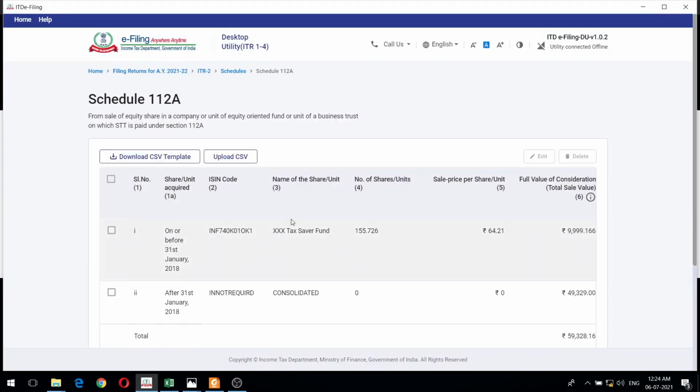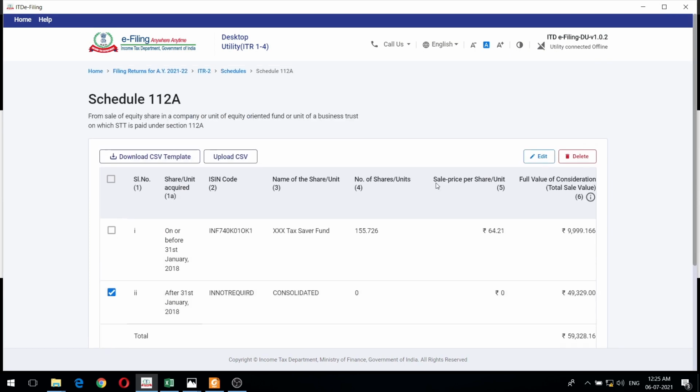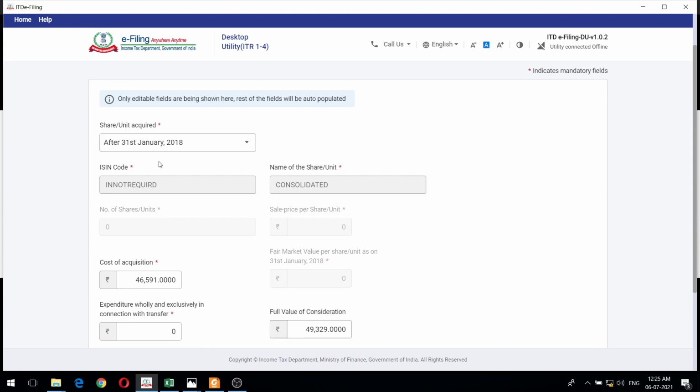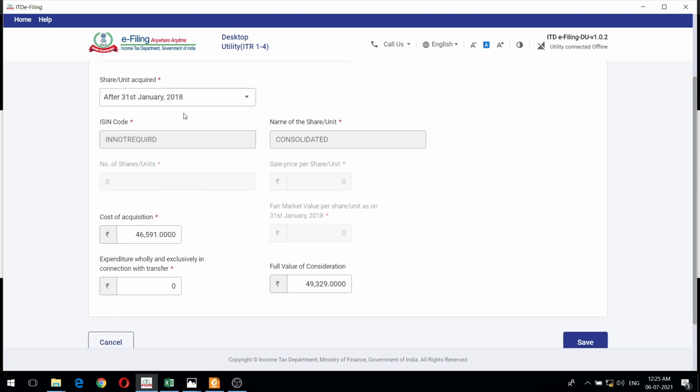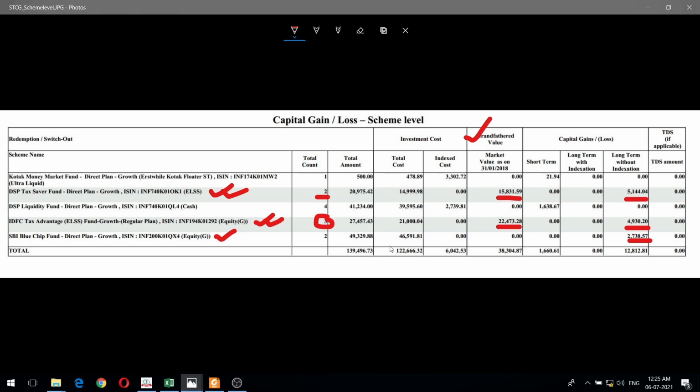Okay, so as per our example, I have added this. I'm just exploring the edit button once again. After 31st Jan 2018, definitely it is right. So for this case, these options will be disabled automatically. You don't need to fill them. Cost of acquisition we can easily get from here itself.